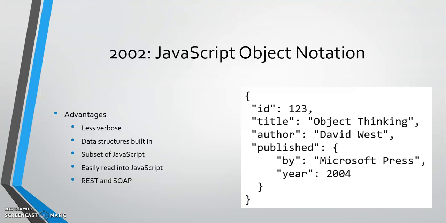Now, it has some advantages over XML. It is less verbose. As you can see here, we don't have tags. We have something that actually looks a lot like a data structure that you come up with when you're writing in JavaScript. Also, it is written as a subset of JavaScript so that JavaScript can very easily understand this data as it comes in. Now, it is also used by two data communication protocols named REST and SOAP.